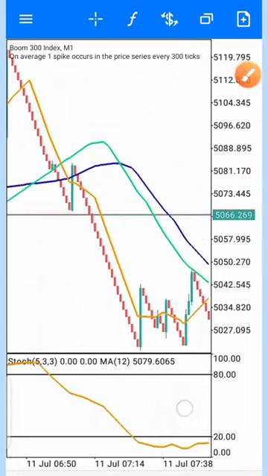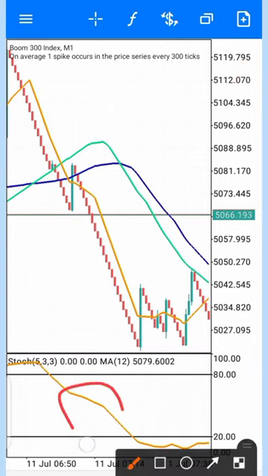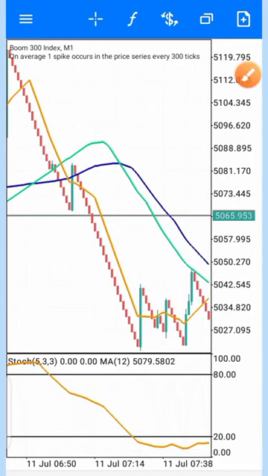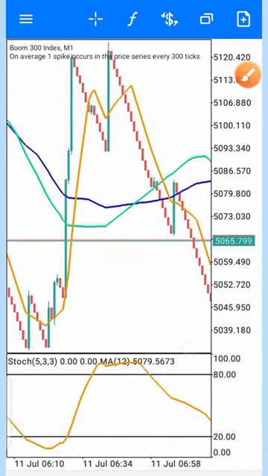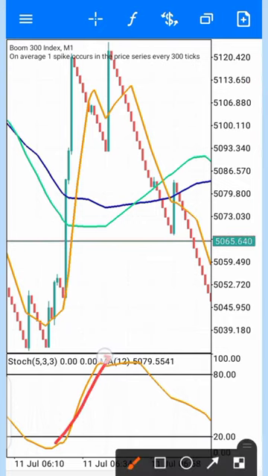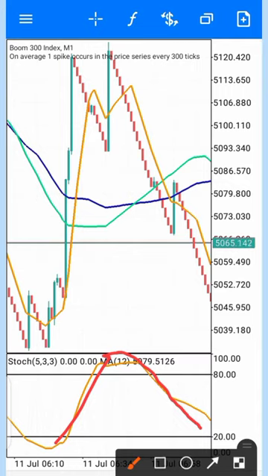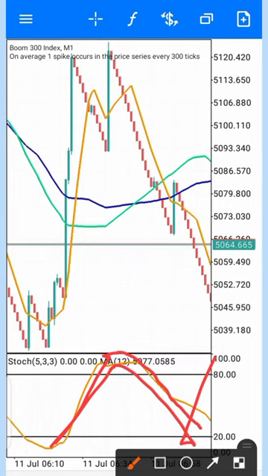So in this stochastic here, there's a moving average 12 period. You understand? This moving average 12 period is working as a trend. When it gets to the overbought region, it reverses the trend and comes to a downtrend. Then when it gets to the oversold region, it reverses the trend.